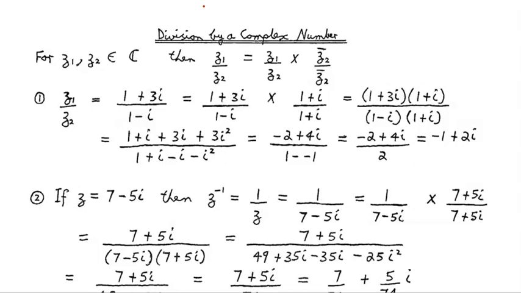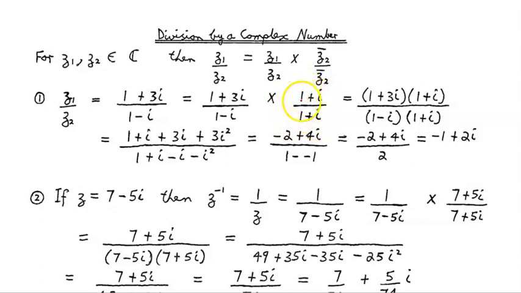Okay, so let's take as an example, let's just say we have Z1 divided by Z2, and Z1 is 1 plus 3i, and Z2 is 1 minus i. Okay, what is the result of that division? Well, what we can do is we can take 1 plus 3i over 1 minus i and multiply it by the conjugate of the denominator. 1 plus i, the conjugate, becomes 1 plus i over 1 plus i.